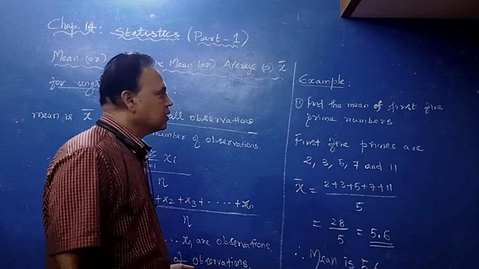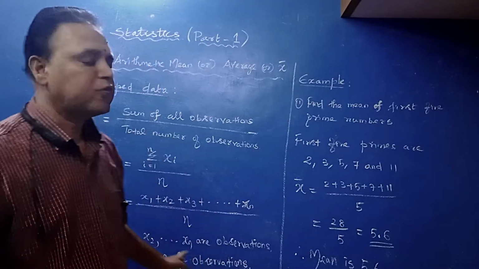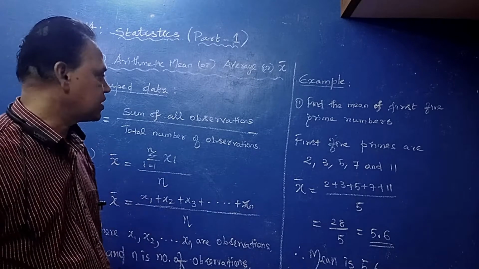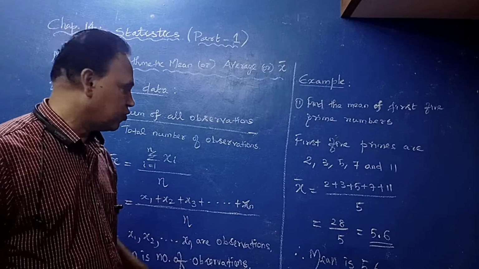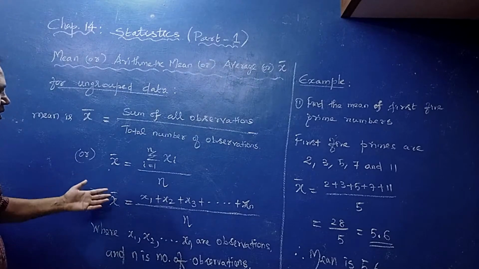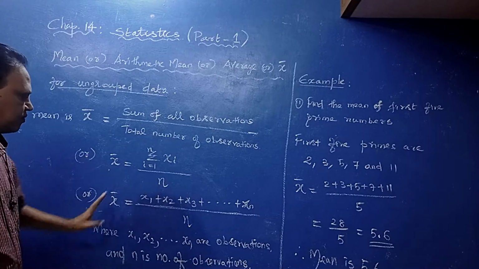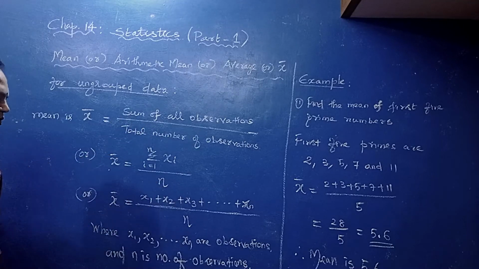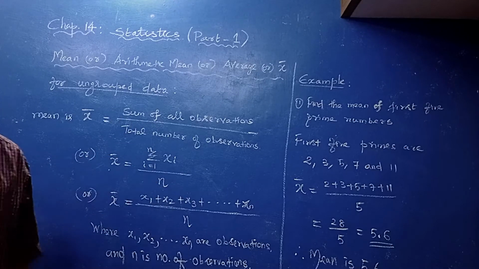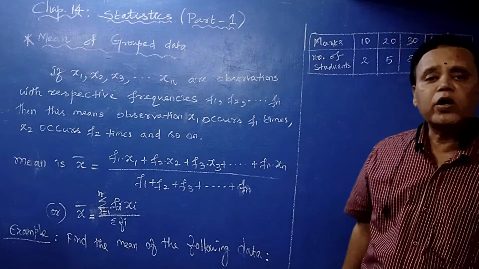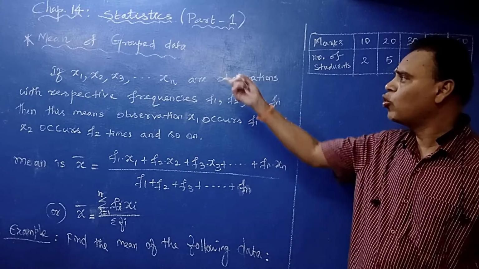So this ungrouped data you might have studied in 7th class, 8th class, 9th class also. So you just recall the formula. But in 10th class you have to write the formula in symbolic form. Now we will see the mean of grouped data.